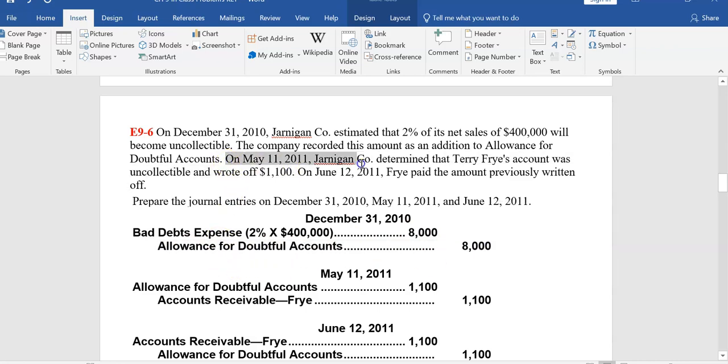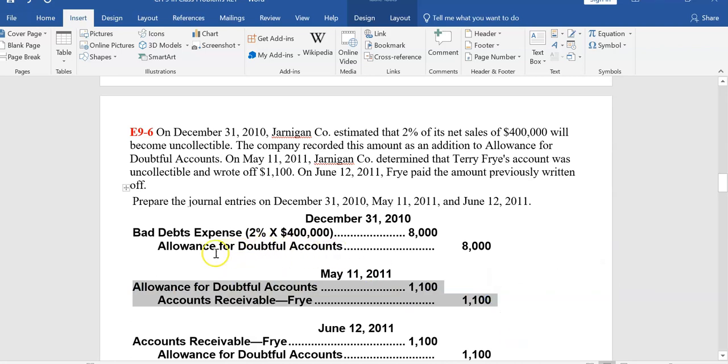Now on May 11th, Jarnigan determined that Terry Fry's account was uncollectible and wrote off $1,100. When we determine that a particular customer's account is written off, we don't need to record any bad debt expense. The bad debt expense is recorded in the adjusting entry at the end of the year. When we write off an account, just like we did in the previous problem with the notes receivable, we just decrease the account receivable. We will decrease accounts receivable for the $1,100 for that customer's account, and we decrease the allowance for doubtful accounts.